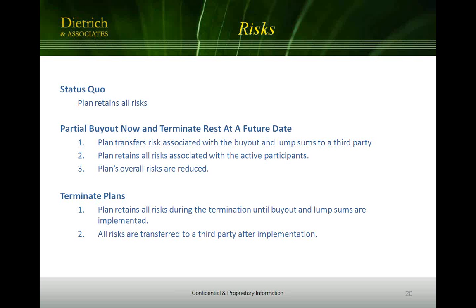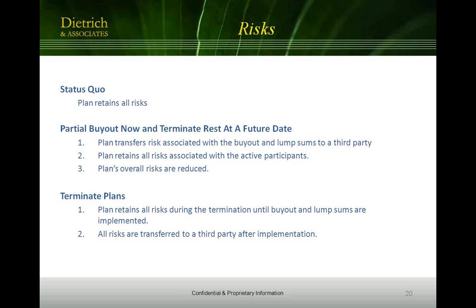In the last option, terminating the plan, the plan risks are retained during the termination process. Once the lump sums are implemented and the annuities are purchased on the remaining participants, all risks are transferred to a third party.